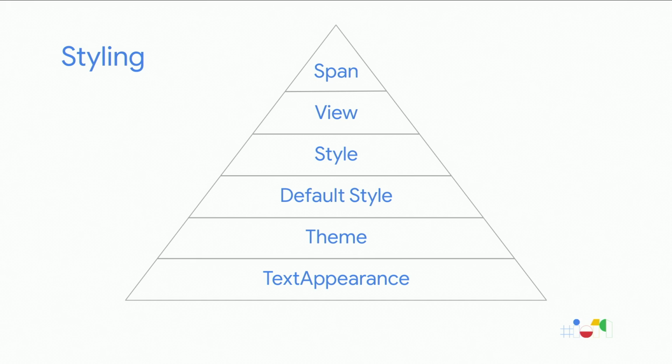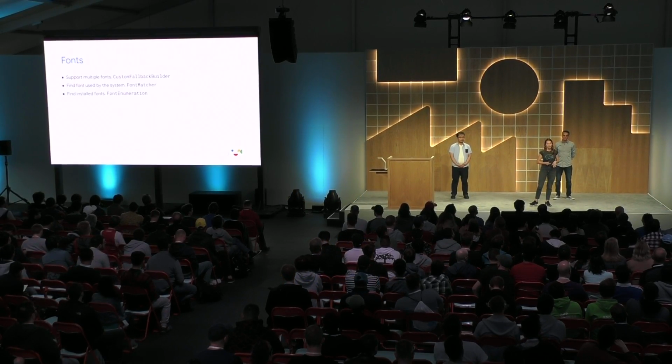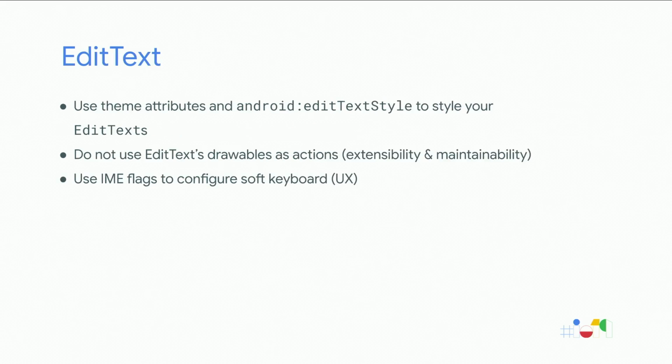For text styling, keep in mind the precedence order. If you're trying to style something and you don't see the result, it's likely been overridden by something with a higher precedence. If you need to support multiple fonts in your app, use the custom fallback builder API. To find the font used by the system, use the font matcher API. And then to find all the installed fonts, use the font enumeration API.